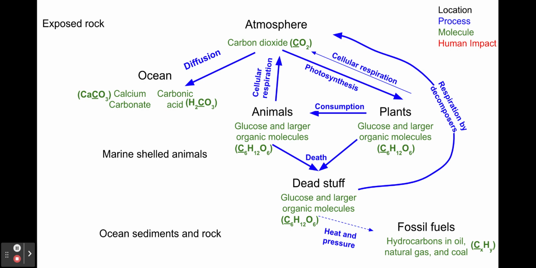No living things are involved in this, it just happens. And the opposite will happen too. When there's more carbon dioxide in the ocean than there is in the atmosphere, it will diffuse out of the ocean back into the atmosphere, and it'll just diffuse back and forth, back and forth. And when the carbon dioxide diffuses into the ocean, it forms carbonic acid.